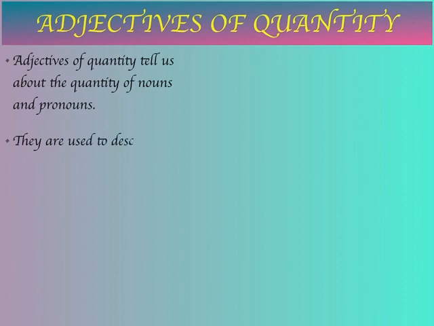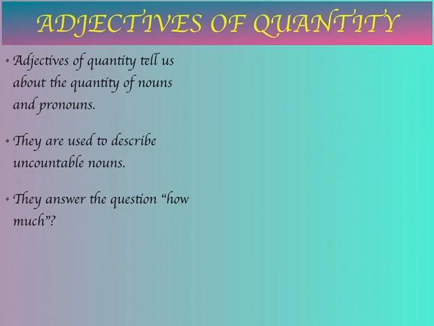You need to remember one more thing about it. They are used to describe uncountable nouns. So students, we have already learnt what uncountable nouns are: the nouns which we are not able to count. For example, tea, sugar, wood, etc. These are uncountable nouns. So adjectives of quantity are used along with uncountable nouns. They answer the question how much.